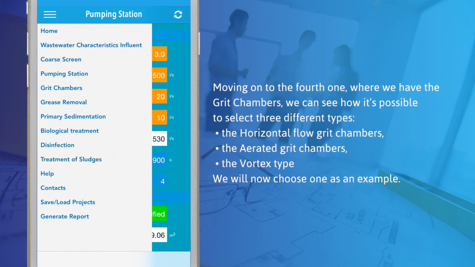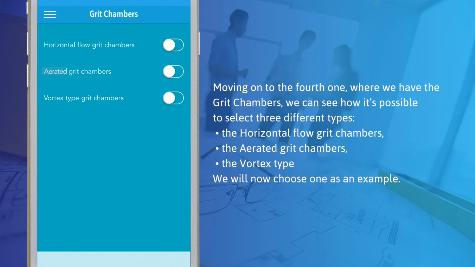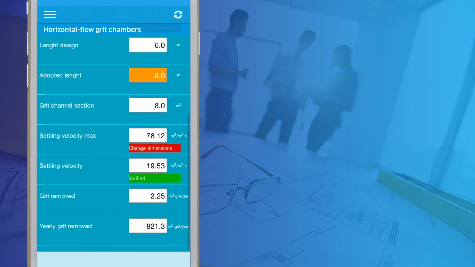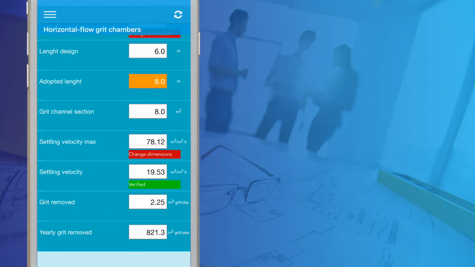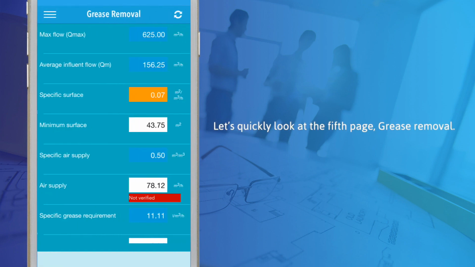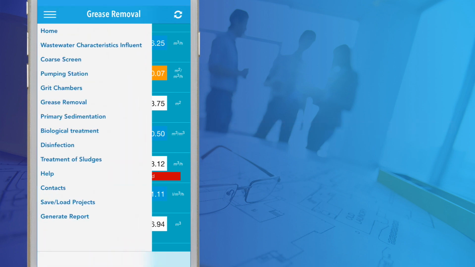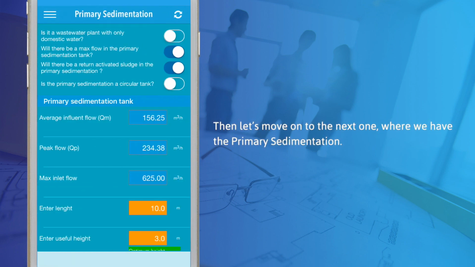Moving on to the fourth one, where we have the grit chambers, we can see how it's possible to select 3 different types: the horizontal flow grit chambers, the aerated grit chambers, the vortex type. We will now choose one as an example. Let's quickly look at the fifth page, grease removal. Then let's move on to the next one, where we have the primary sedimentation.